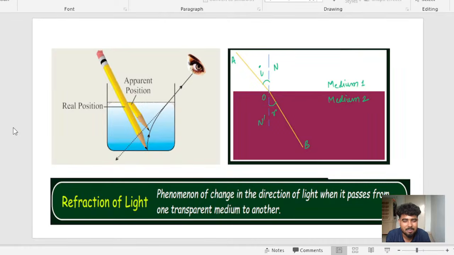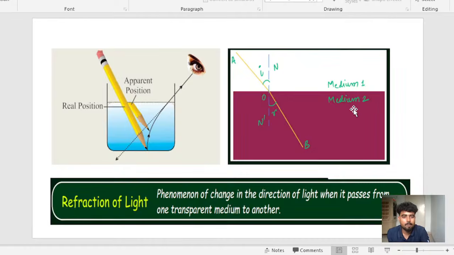It is not understandable, right? It is in different words. To be simple, what is the refraction of light? Bending of light is known as refraction of light. Now listen here. Let us consider this as medium 1 and this will be medium 2.